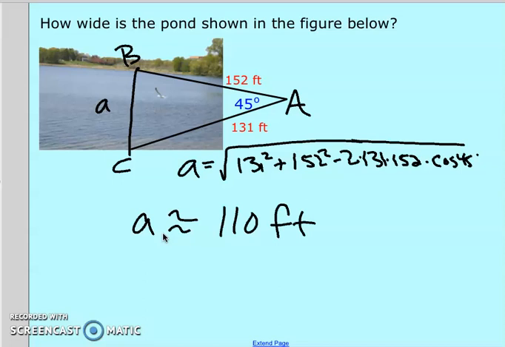Law of cosines. Side angle side. Law of cosines. Never an ambiguous case or the possibility of two triangles. Who doesn't love the law of cosines?